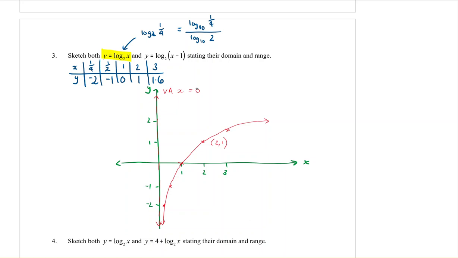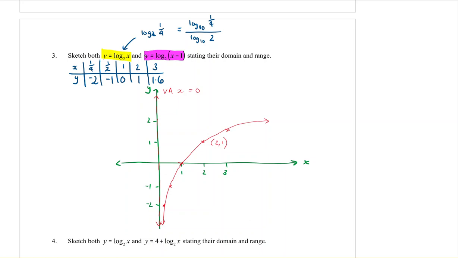Okay, now let's draw the other one. What happens if I put log base 2 and I have some brackets in there, x minus 1? Do you want to have a guess before we work it out? It's going to shift one way. Which way? Right. So I'm going to go plus. So my asymptote is going to move to the right, plus 1. Correct. Good job.